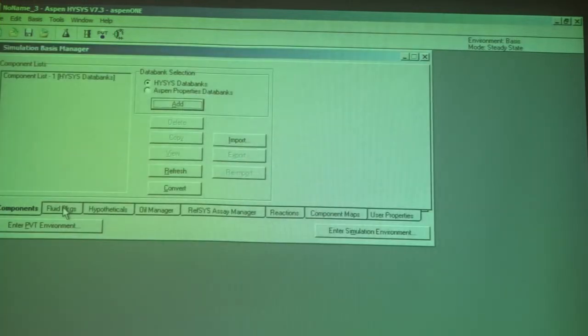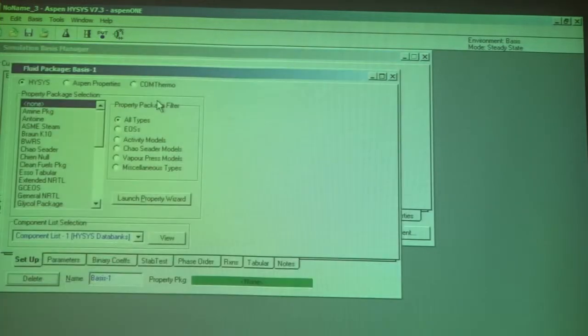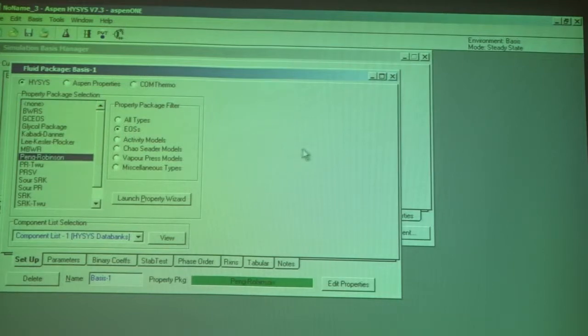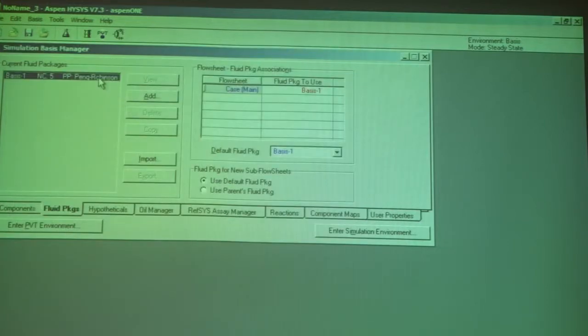Next, we choose the fluid package. We're going to choose an equation of state, so we click here on equation of state, and we choose the Peng-Robinson equation of state. We have now 5 components, which are water, oxygen, nitrogen, methane, and CO2. And we have a fluid package, the Peng-Robinson equation of state.